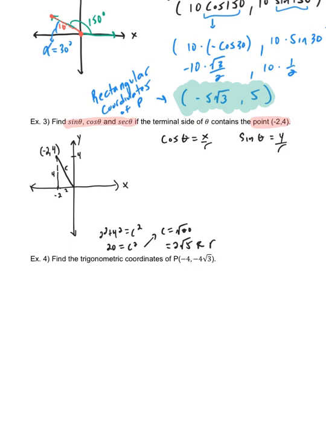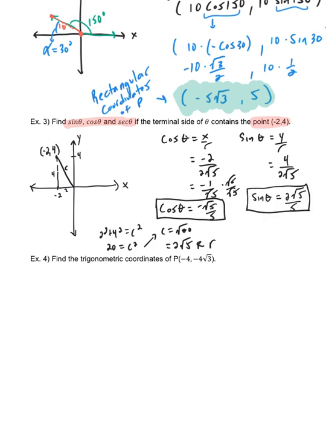So cosine equals -2 over 2 square root of 5. Sine is going to be equal to 4 over 2 square root of 5. And when we rationalize those and simplify them, we get -1 over the square root of 5, which gets us that cosine of theta, after we rationalize that, is the negative square root of 5 over 5. Sine of theta will simplify to 2 square root of 5 over 5.